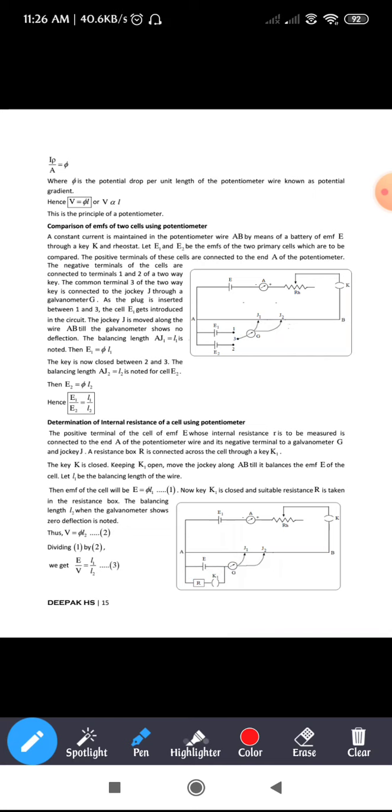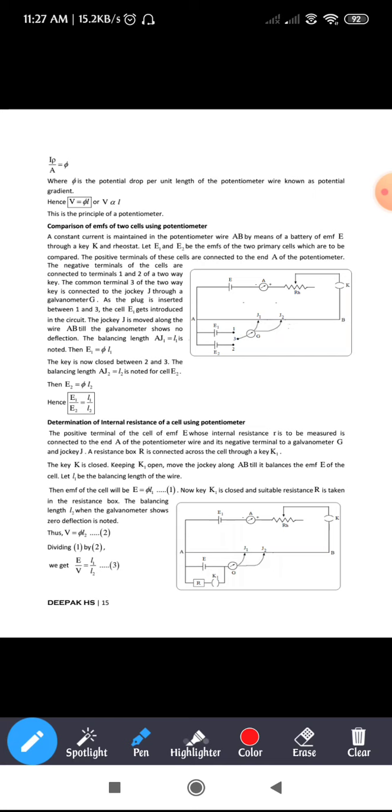So what happens when K1 is open and K is closed? The same thing, we are going to take a jockey and slide it. At some point you are going to get the balancing length. That means the galvanometer reads zero deflection. You are going to note down that reading where the galvanometer reads zero deflection.